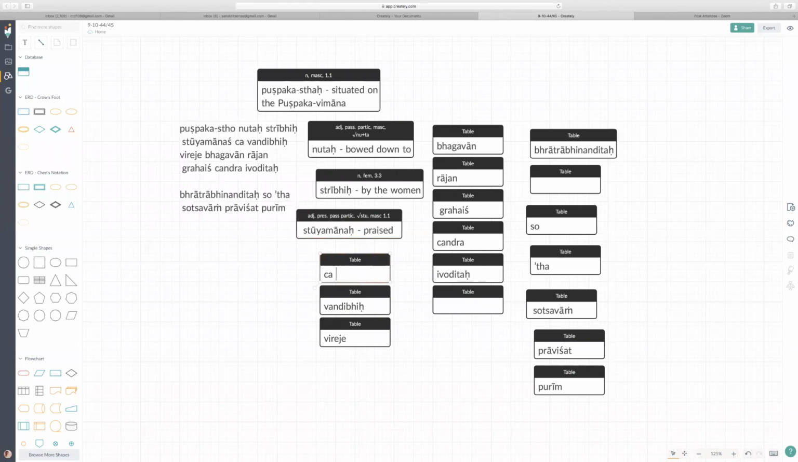Stuyamanash cha. Okay, cha is and. And vandibhi. What is vandibhi? Okay, it's 3-3. Of which word? Vandana is of prayer. Vandana is to become a noun. Well, basically what we need to do, we just need to remove the vibhakti. Bhihi is a vibhakti, so what we have left is vandi. There is one more thing, that vandi is actually vandin.